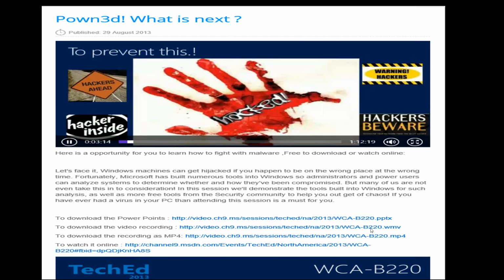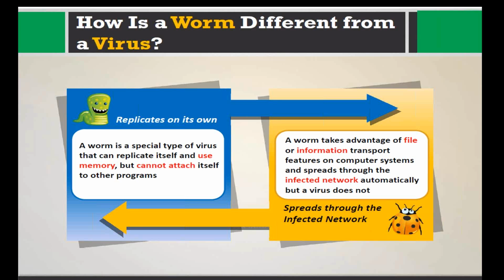Okay, what is a worm? A worm is a special type of virus that can replicate itself and uses memory, but it cannot attach itself like a virus. Okay, so that's the difference between a worm and a virus. A worm takes advantage of a file or information, where a virus can't do that. Okay, we have then password cracking techniques.